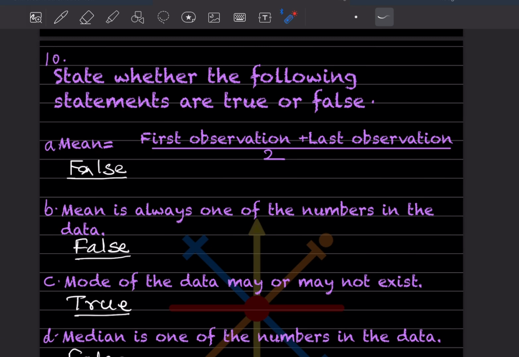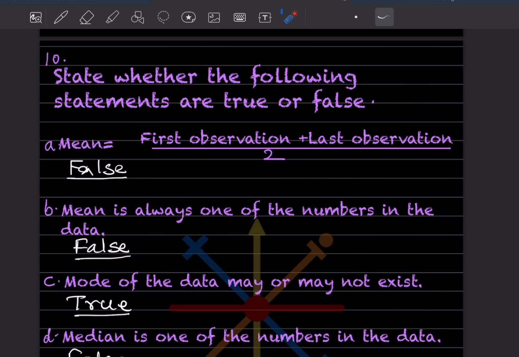State whether the following statements are true or false. So they say the mean is the first observation plus the last observation divided by 2. So this is false because we have to see all the observations, not only the first and the last. Whatever the numbers are given, whatever the data is, we have to take all and we have to divide it by that many numbers. If there are 4 numbers, we have to add all 4 and we have to divide by 4. So this is not the correct way.